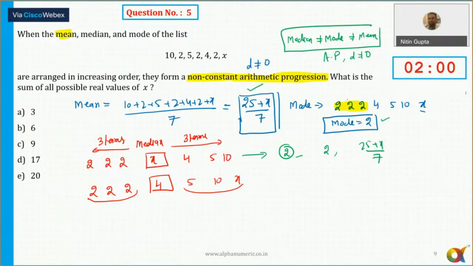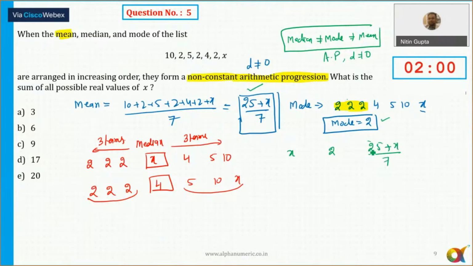All right. So let's say the median is some value that is equal to x here. So I'll say the median is definitely not equal to 2. I'm writing down here: x is one term, another term is equal to 2, and the other one is equal to (25 + x)/7.